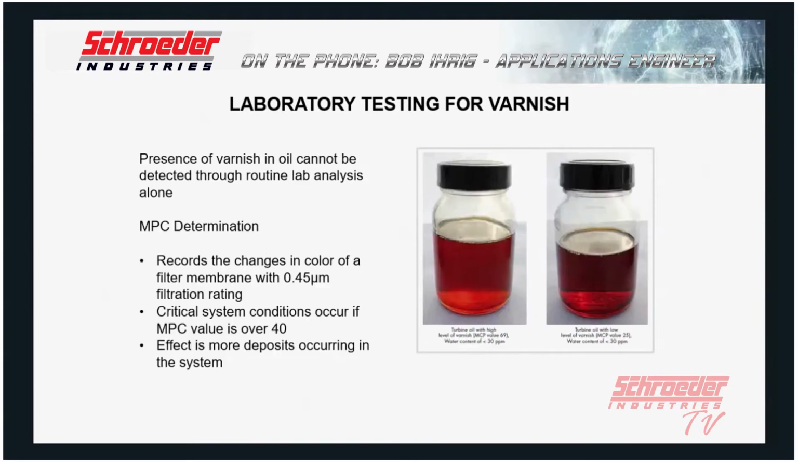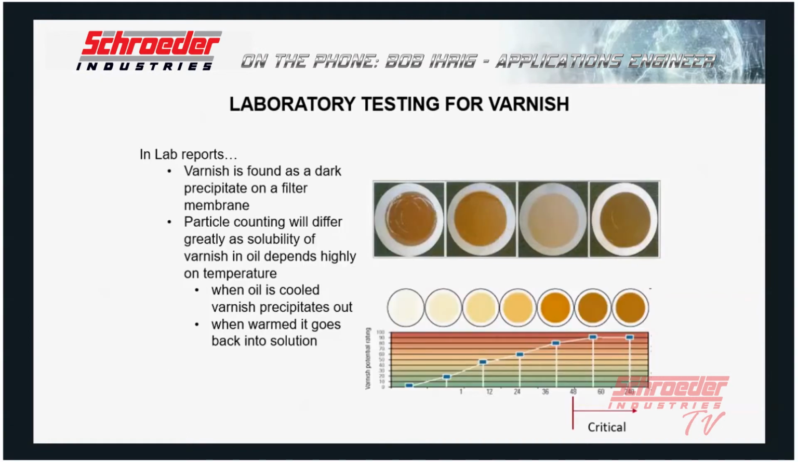So the MPC test is pretty straightforward. It's basically taking a sample of fluid, passing it through a fine filter membrane of 0.45 micron, and examining the shade of color of the membrane patch. That MPC value is shown here. It's kind of small, but the point is, where I have a line with an arrow pointing to the right, that represents an MPC value of 40. And at that point, you're talking about a critical condition that might indicate the existence of varnish.